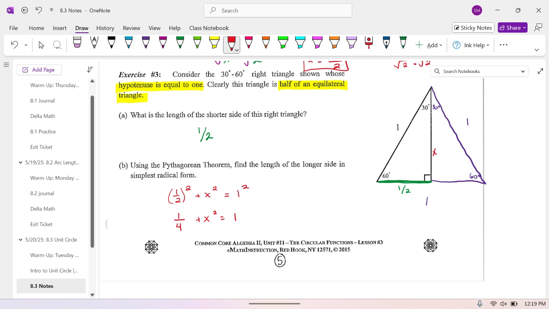So I then subtract the 1/4 over to the other side, which if I take away a fourth from 1, what do I end up with? Think about it. If you had 4 fourths and you took away 1 fourth, what are you left with? 3 fourths. So I get x squared is equal to 3 over 4.